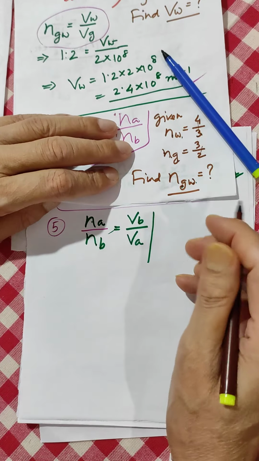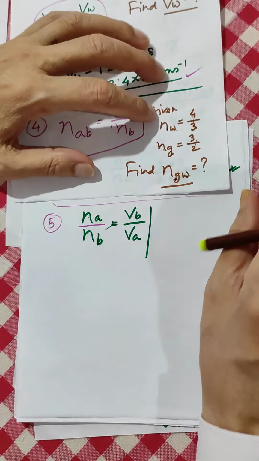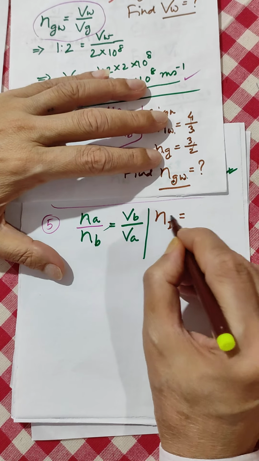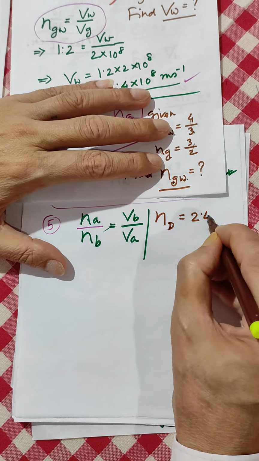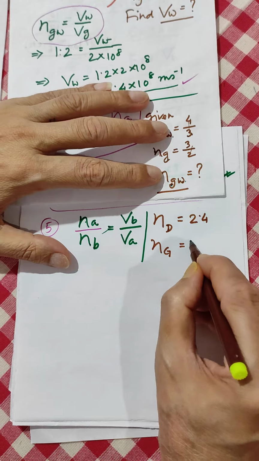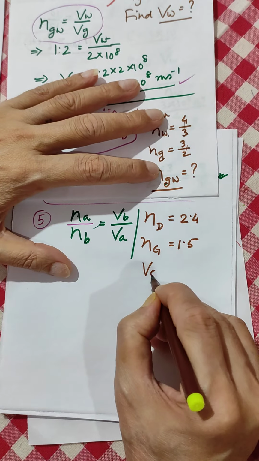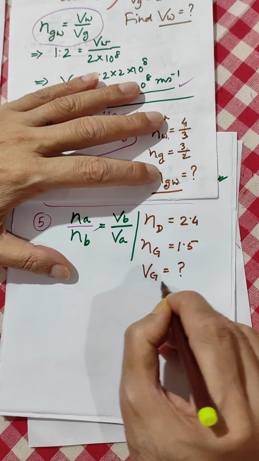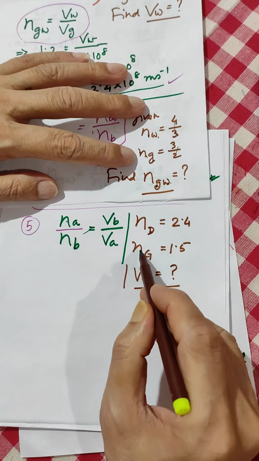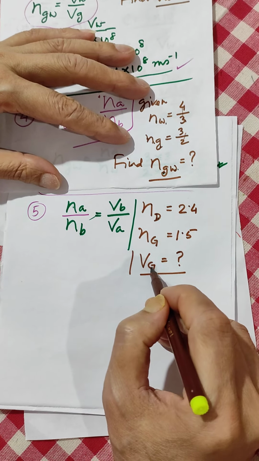Suppose this is the question. Suppose refractive index of diamond is given. Let us put capital D. So refractive index of diamond is given, suppose 2.4, and refractive index of glass is given. We put capital G, suppose that is equal to 1.5. Now they are asking you to find velocity of light in glass. Velocity of light in glass is what? That is the question. Have you followed? Refractive index of diamond is given 2.4, refractive index of glass is given 1.5. Then you have to find out velocity of light in glass.